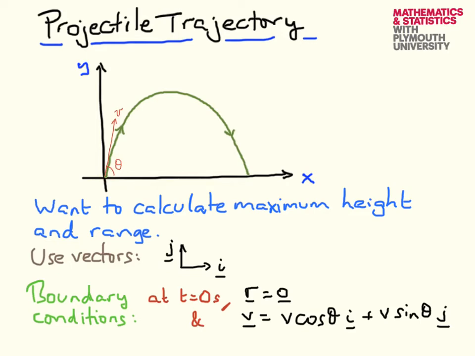To solve the problem we're going to need boundary conditions. We're going to need that at t is 0 it starts at the origin, and that also at t is 0 the velocity is v cos theta in the horizontal direction and v sine theta in the vertical direction. We get that just by looking at this velocity vector and breaking it into horizontal and vertical components. To calculate the problem, we're going to use a little bit of mechanics, and I'm going to look at that on the next slide.